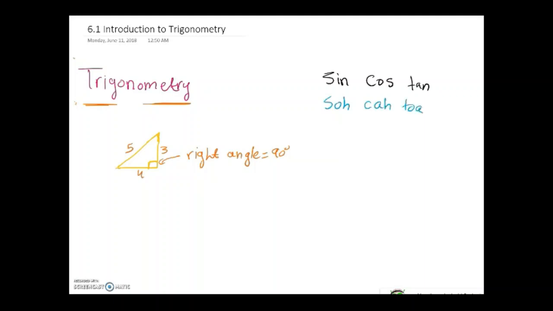You're probably saying, what's SOHCAHTOA? Now I'm going to tell you in a bit. SOH means that sine equals opposite over hypotenuse.